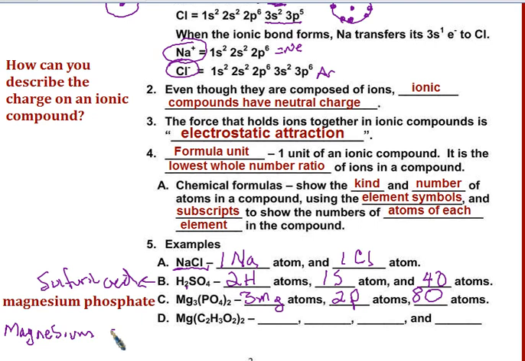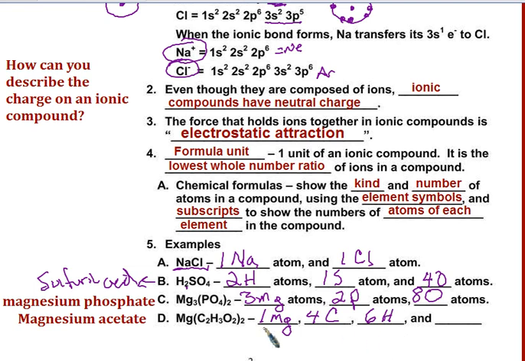Magnesium acetate. Oh shoot, it didn't give it to me. And the magnesium acetate is going to have what? It's going to have 1 magnesium atom, 4 carbon atoms, 6 hydrogens, and 4 oxygen atoms. All of that is in that one compound right there because we have 2 of everything inside.